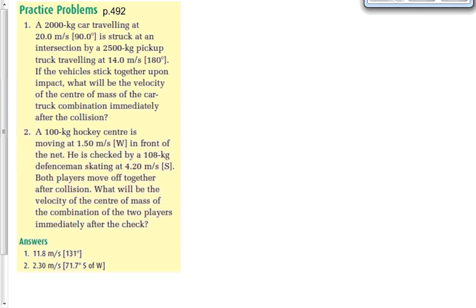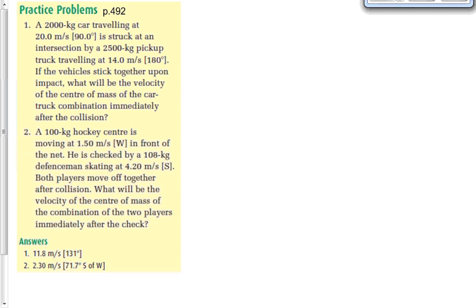All right, let's have a look at these two questions that appear on page 592. Just a reminder, we've got a few things that we look at every single time we see a question. One, what's the concept? Conservation of momentum, obviously.